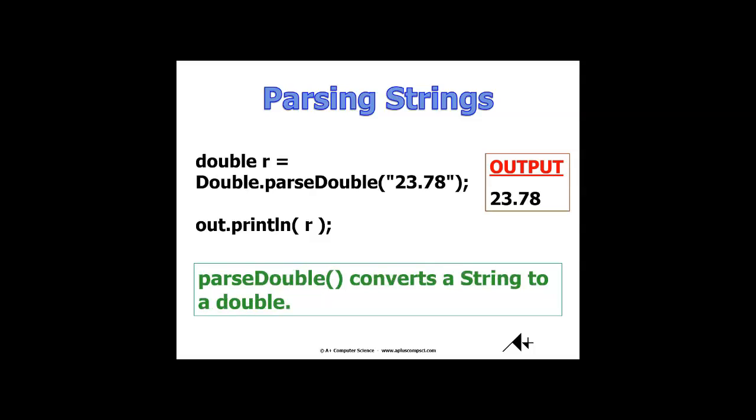parseDouble, a little bit more sophisticated than parseInt because it can handle decimals. So if you've got decimals in your strings, if it's an actual double value, parseDouble is the way to go. So these two methods, you're not going to use them all the time, but you need to know they're there because they do come in handy.